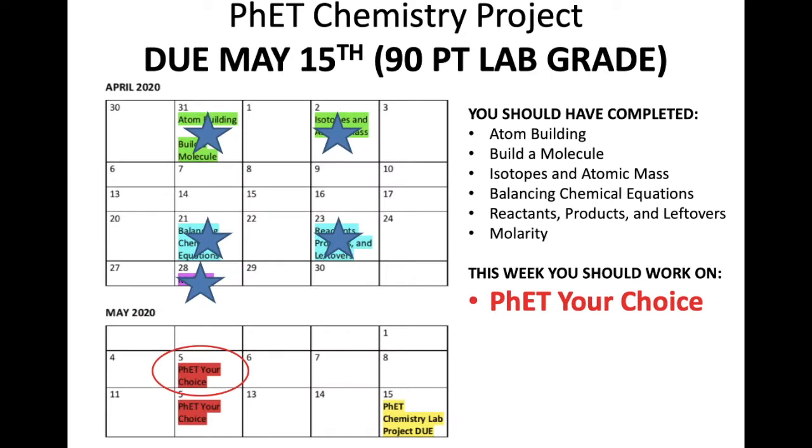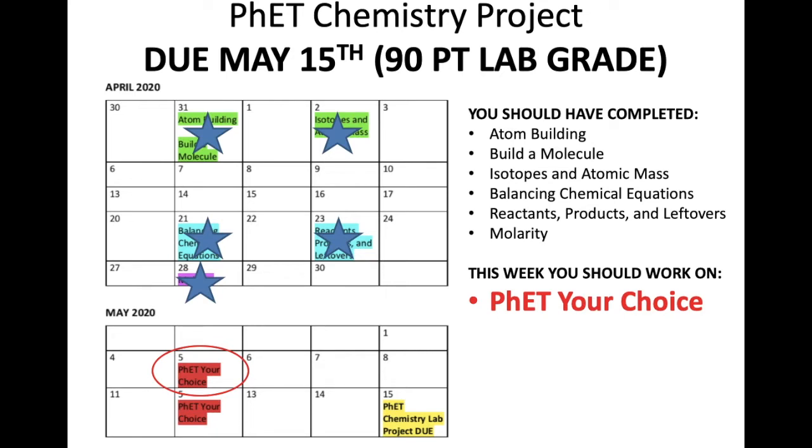Some reminders: you still should be working on your PhET chemistry project. That due date is coming sooner than you think it is. So if you haven't done any of this, you are very behind. The entire project is due May 15th. It's going to be a 90-point lab grade.